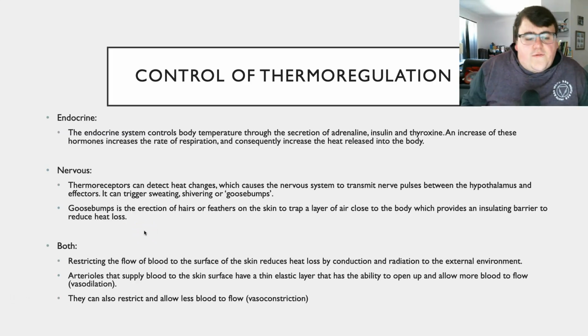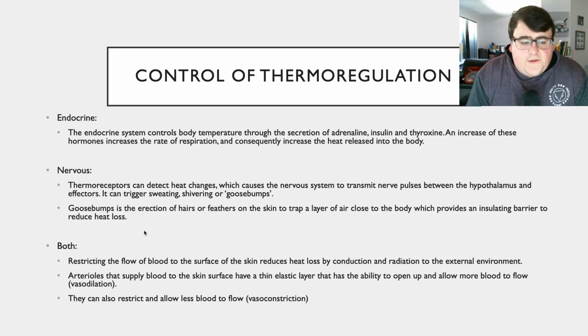How do the endocrine and nervous systems work in those situations? For thermoregulation, the endocrine system controls body temperature through the secretion of adrenaline, insulin, and thyroxine. By releasing those, we're going to increase the amount of hormones in the body, which is going to increase the rate of respiration, and consequently increases the amount of heat that's released as a byproduct, heating up the entire body.